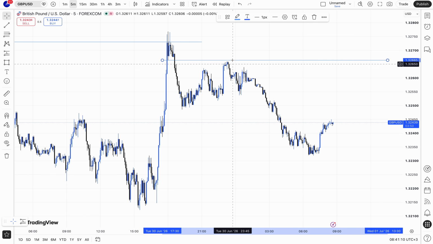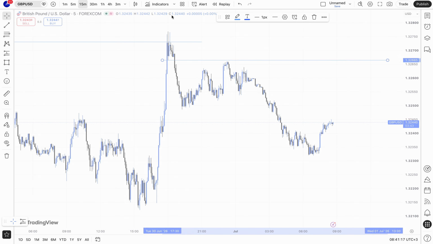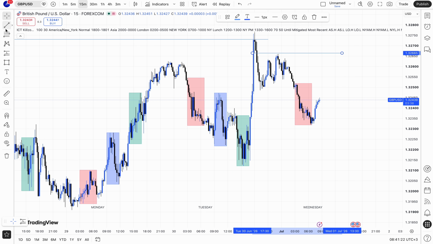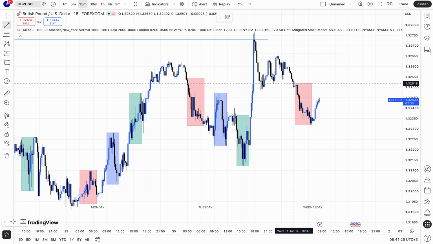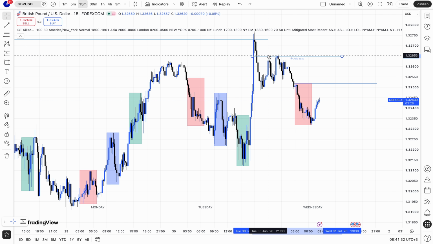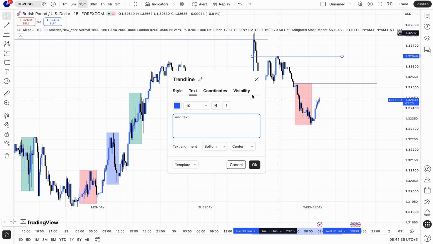The price came back, swept this, then it continued down, although London session and New York session was already closed. So what's our plan? Our plan is very, very simple. We're going to wait for this liquidity to be swept from here, because this was our 15 minutes inverted fair value gap. We can mark it out. FVG.